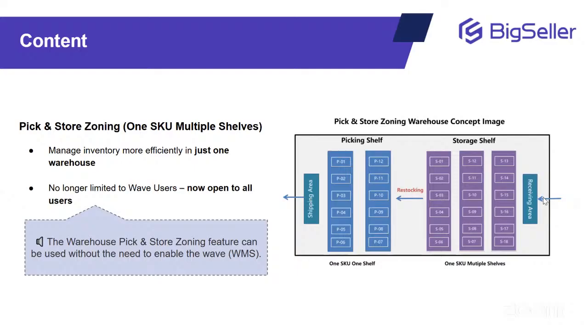And here is the inventory moving path. This is the receiving area, and this is the storage area, and you need to restock, replenish the items from the storage shelf to the picking shelf. All of the orders should be picked and shipped from the picking area. By separating storage and picking in this way, we can make warehouse operations more organized and improve our picking speed.